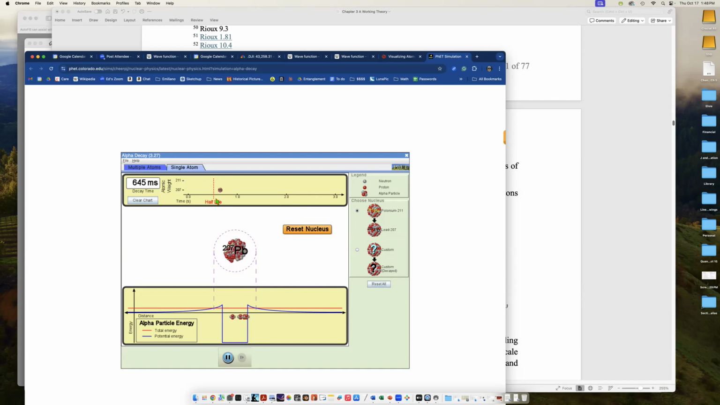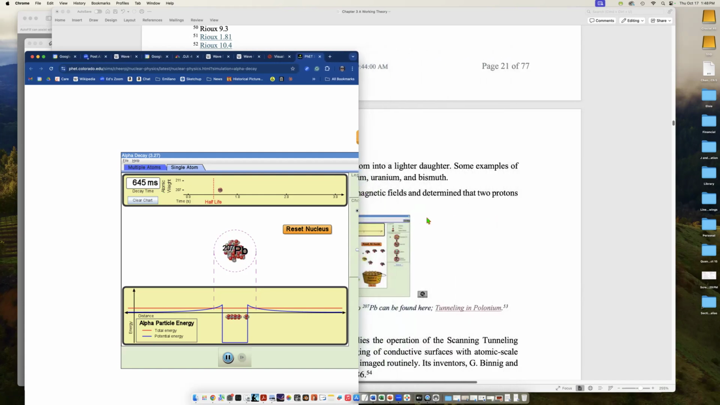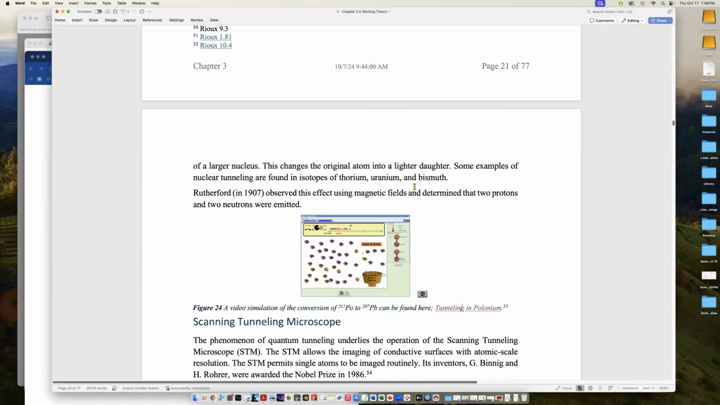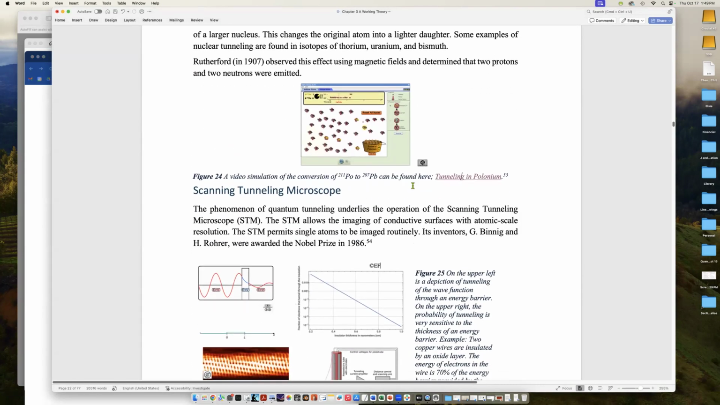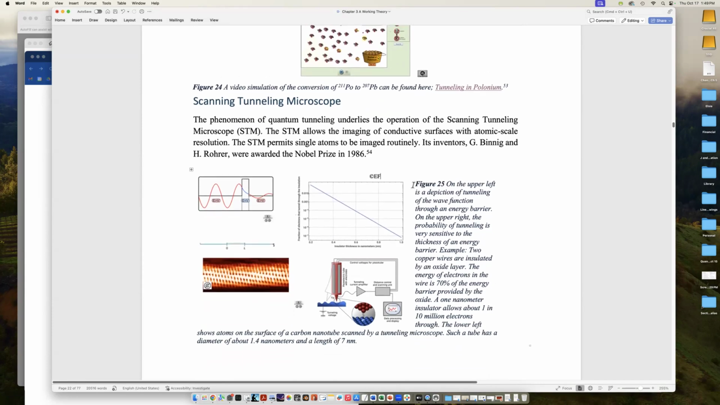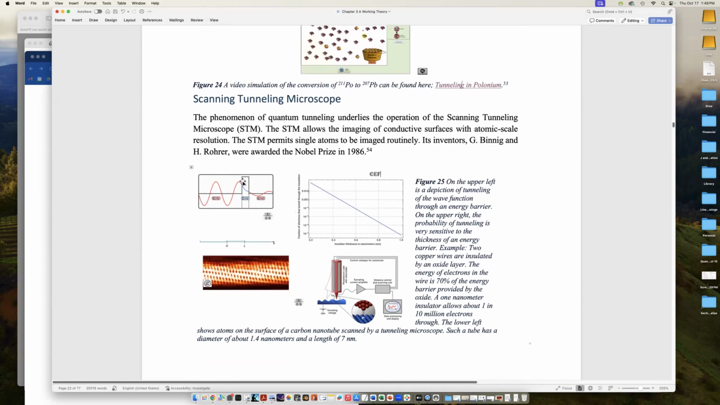It's not the same for every atom, but on average, the half-life of that kind of decay, because of tunneling, is 0.6 of a second, 645 milliseconds. So this is the kind of thing that Gamow was able to do once he understood that tunneling was a feature. I mentioned we have scanning tunneling microscopes that rely on tunneling.